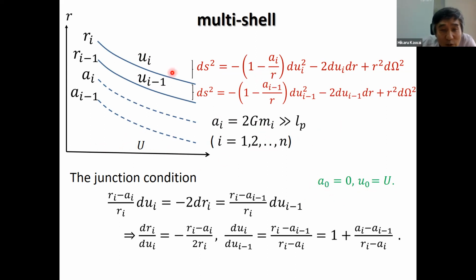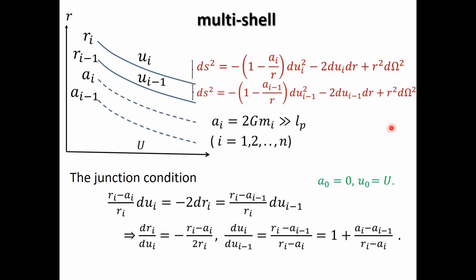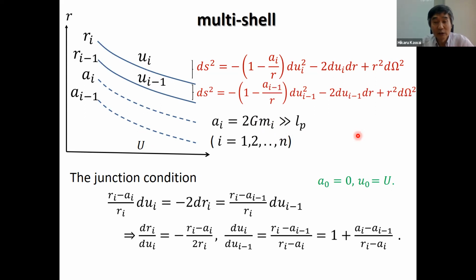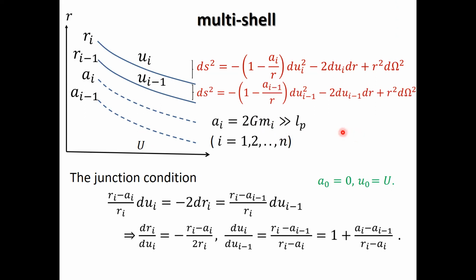So, can I ask a question? Yes. Here Mi is the mass of the one shell. The mass. Oh, okay. Mi is the total mass of this shell. Okay. Yeah, so it's the total mass of the shell inside. Yes, I see. Mi is the total mass. Yes. Okay. Yeah. Thank you very much.